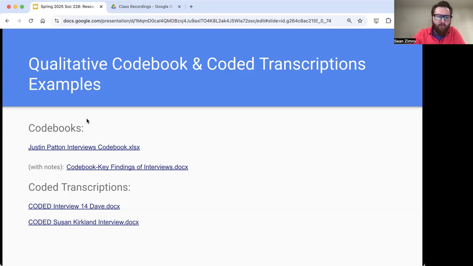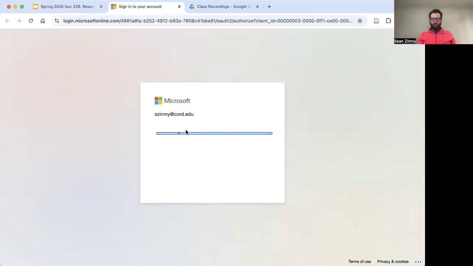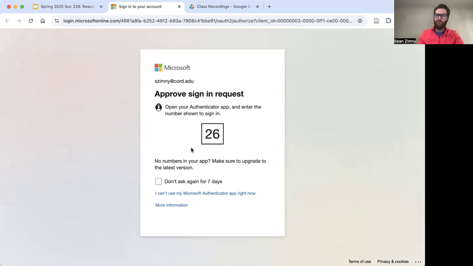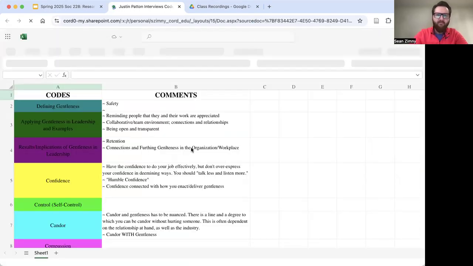So let's start with an actual code book. Oops, excuse me. Let's start with an actual code book. One second, let me make sure I'm logged in. Technical difficulties, everybody. There we go. All right.